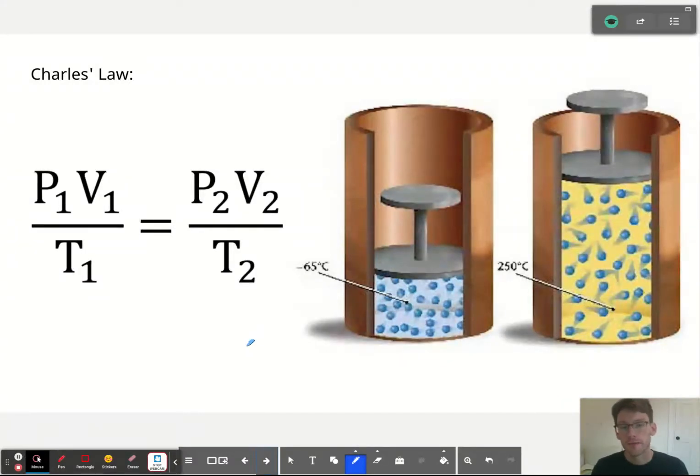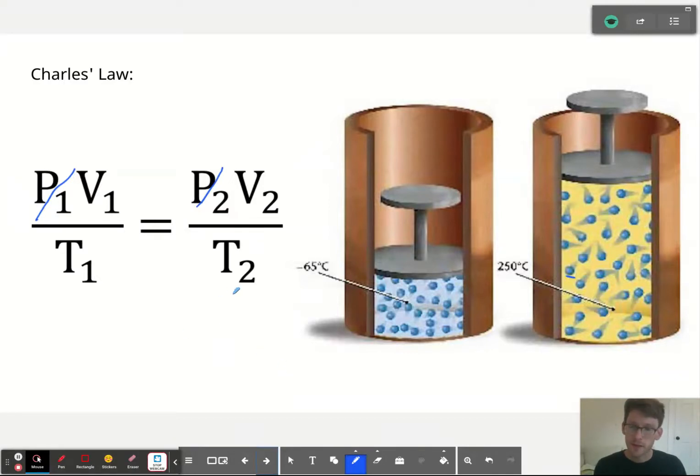Now let's consider Charles's law. What's going on here is we have something where a volume definitely changes. We start off at negative 65 degrees Celsius and we go up to 250 Celsius, so our temperature is changing. But as our temperature changes, our volume changes. Now, we're going to assume this is at constant pressure. So since pressure isn't changing, we have pressure taken out. V1 over T1 equals V2 over T2. Our initial volume divided by our initial temperature is equal to our final volume divided by our final temperature.